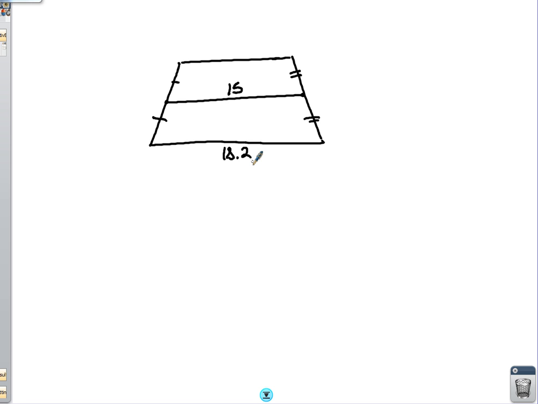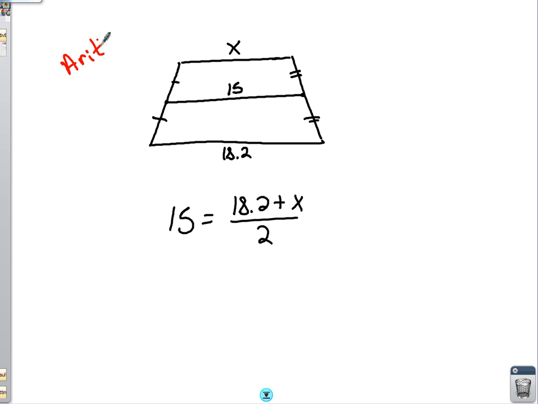And I gave you a shortcut for this. The long way of working it, the mid-segment is going to be the average of the two bases. If you average the two bases, add them, divide by 2, that's going to give you the length of the mid-segment. You can solve that by multiplying by 2, subtract 18.2, that's one way of working it. The easy way of working it.